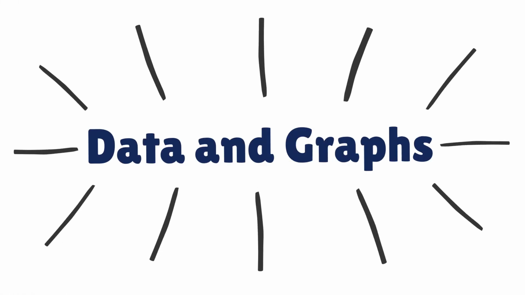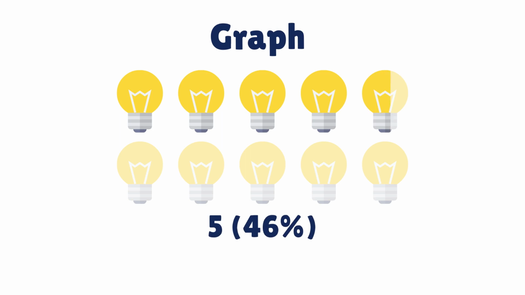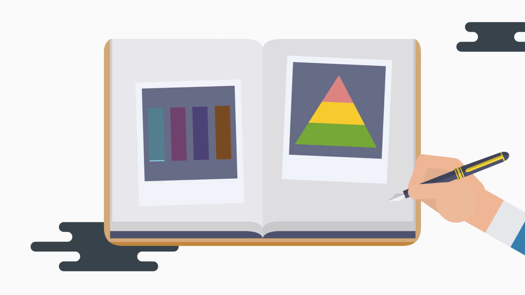Data and graphs. Graphs are a way to explain numbers and figures. People love pictures, and these are ways to explain information in an interesting and more concise manner. There are 3 well-known ways to illustrate information as graphs.